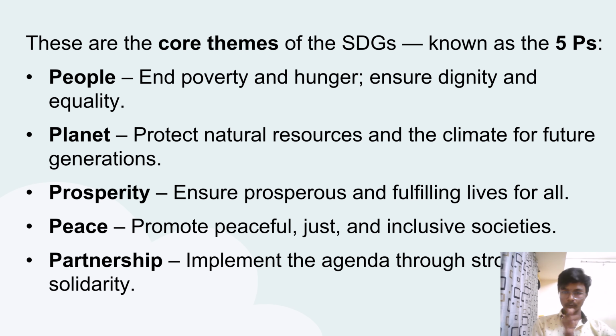These are the core themes of SDGs, known as the five P's. People: end poverty and hunger, ensure dignity and equality. People should be free of poverty. When we come to people, we have to end the poverty line. First of all, we have to end the poverty.